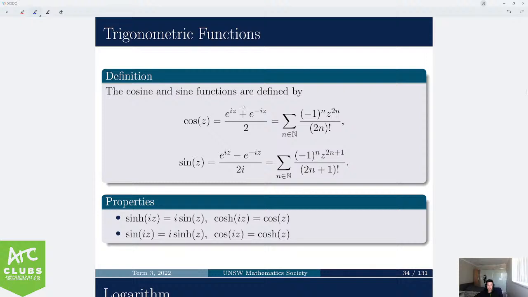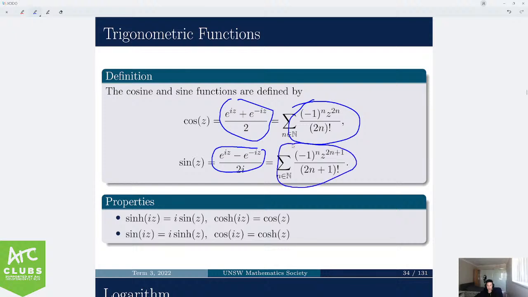Our trig functions are also defined by exponentials, which in turn are defined by our Taylor series. And some useful properties: sin of iz is i sinh z, cos of iz is cosh z, and cosh of iz is cos z. These are some useful properties when you're simplifying your answers down.